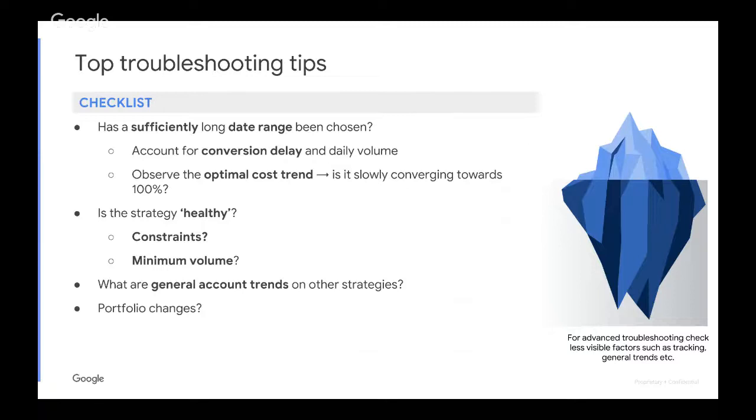Again, if things aren't working out and you can't figure out why, have a look at the rest of the account. Is this the only bid strategy that's falling apart? Are other bid strategies hitting a similar trend? And finally, just check, has anyone made any changes to your portfolio? Is there anything there that was above a 20% change that may impact the bid strategy that could be affecting performance?